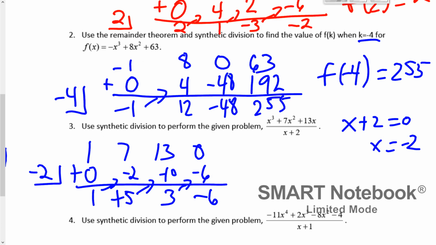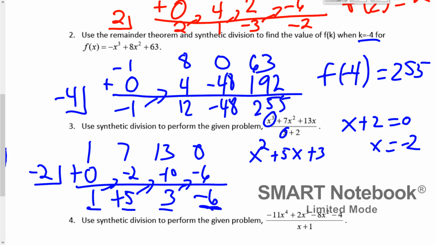Okay, now here's where it's a little bit different, right? Because I want to find what the quotient is. I want to find out what is the answer to this division problem. Well, since we basically took x cubed divided by x, that means I get an x squared. So the degree of this polynomial that I'm going to write is x squared, and here are the coefficients of that quadratic: 1x squared plus 5x plus 3.